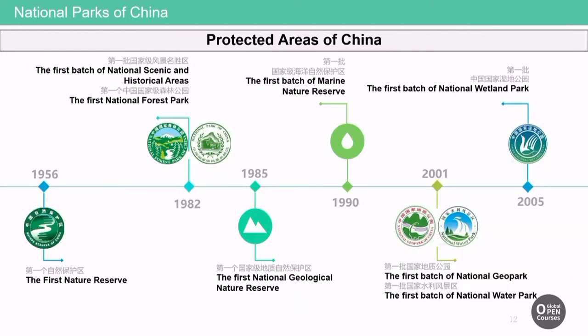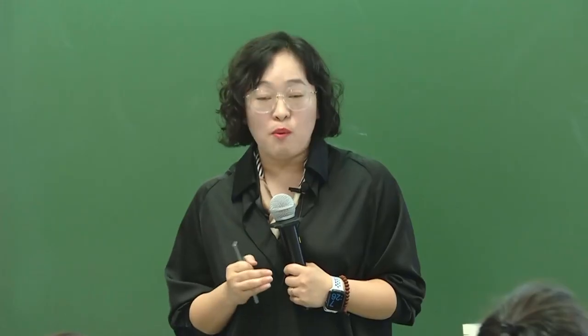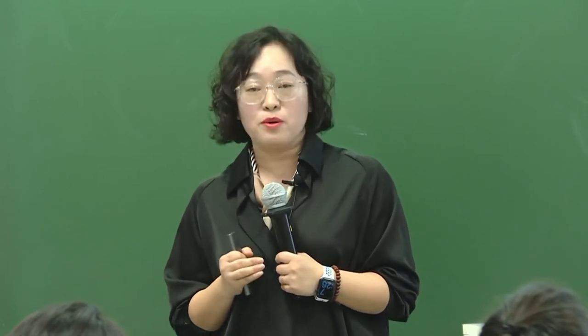As time advances and China's national power grows, we build other types of protected areas, such as the forest parks, the geoparks, the wetland parks, and so on. At the same time, we are also actively applying for some world-class titles, such as the UNESCO World Heritage Site, the Ramsar Wetland Sites, the Global Geoparks, and the Biosphere Reserves.